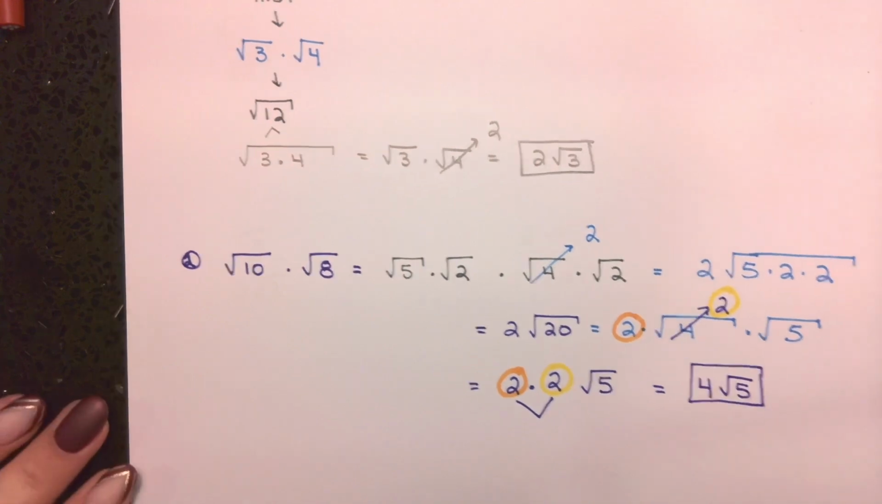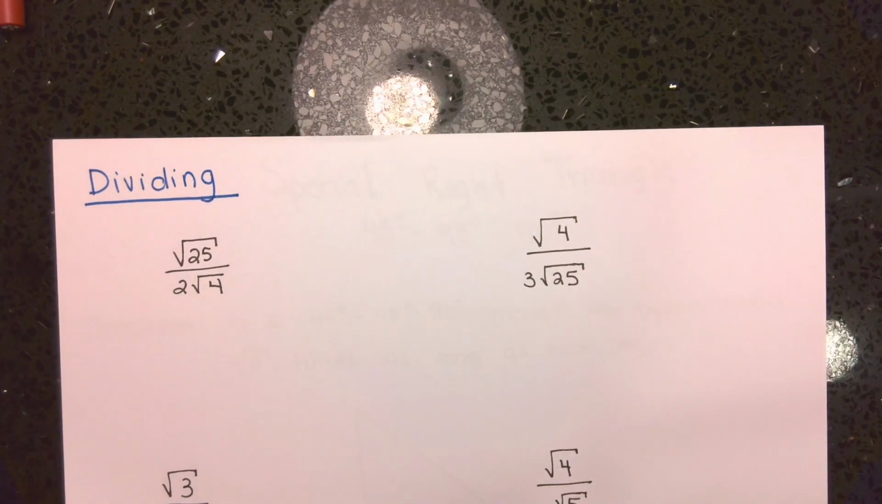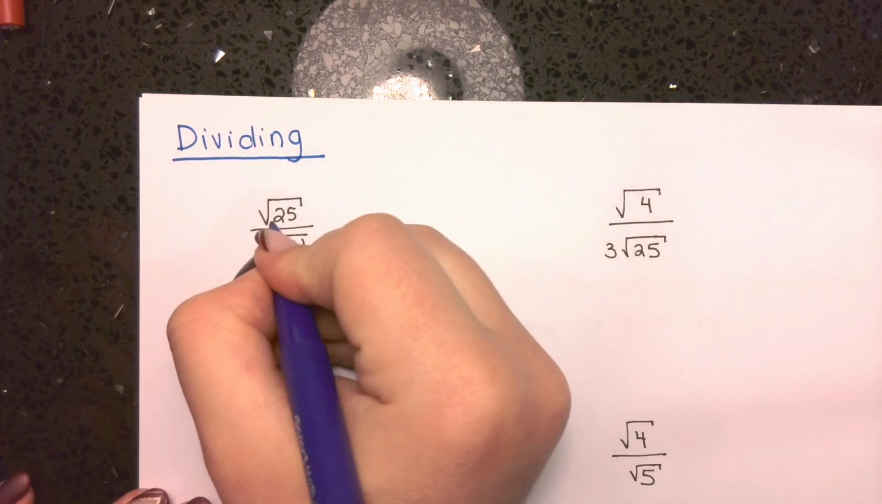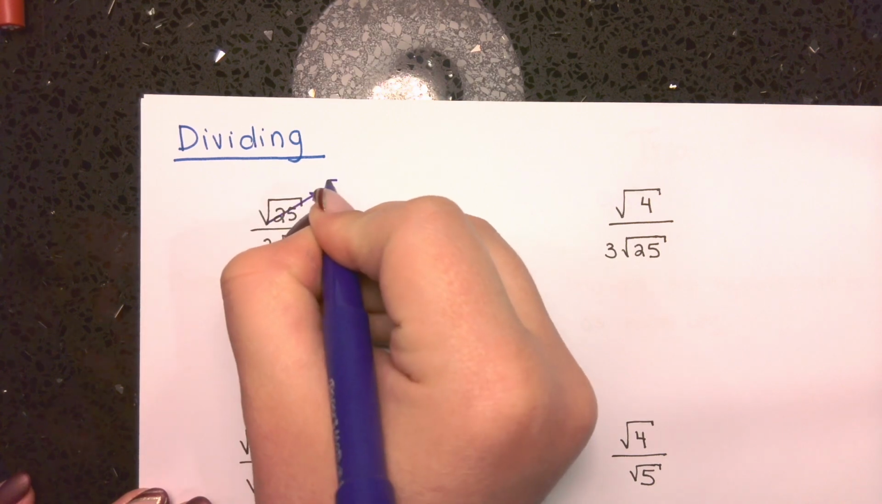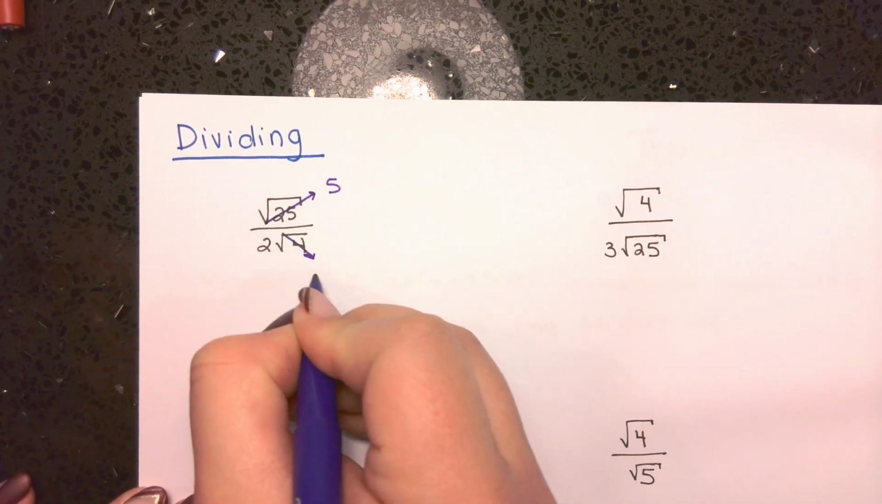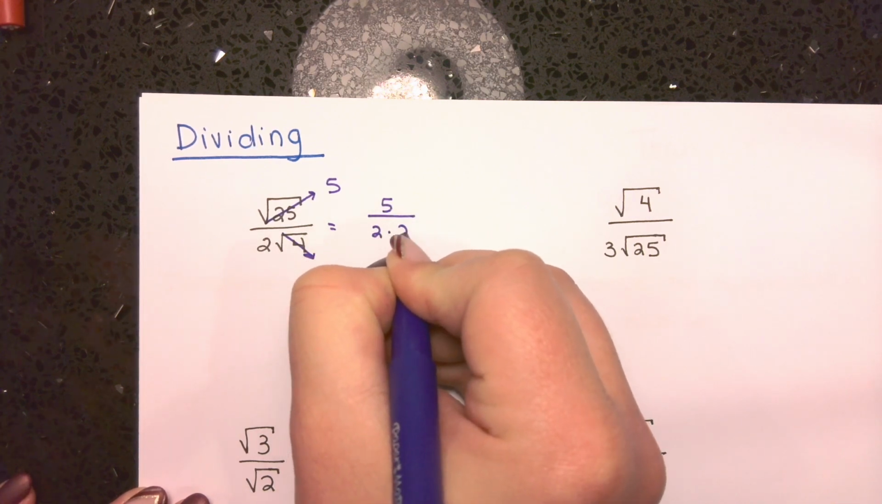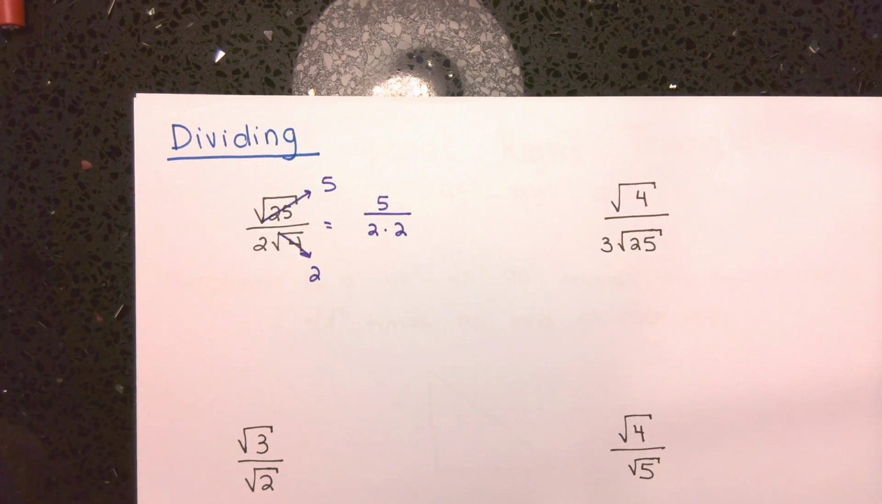Now when you are dividing, again, check if you can simplify first. If you have a radical in the denominator that cannot be simplified, that's where things get a little bit tricky. So let's simplify. I got the square root of 25, which is 5. I got the square root of 4, which is 2. So what we have is 5 over 2 times 2. Let me highlight which one is which.